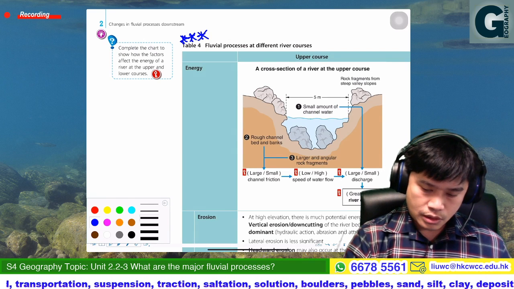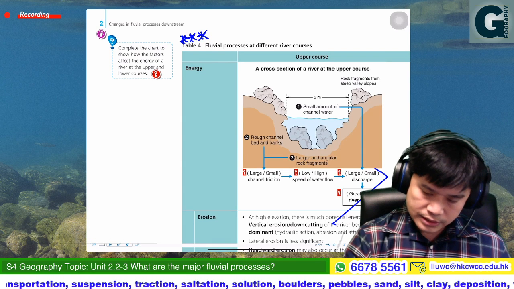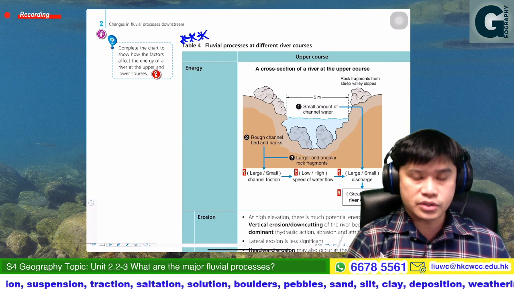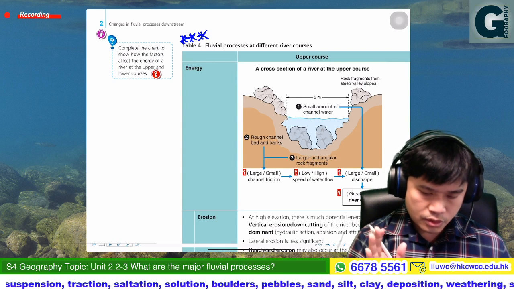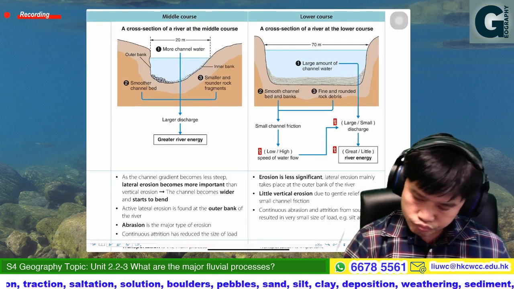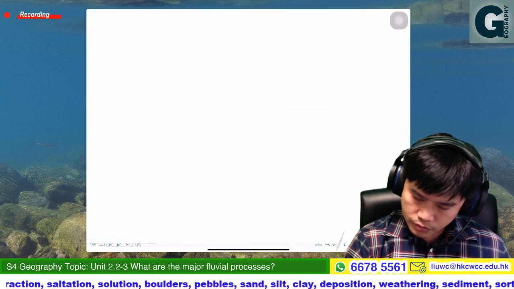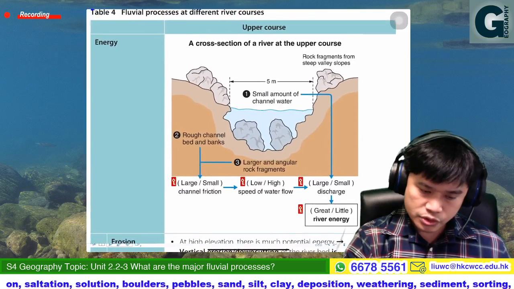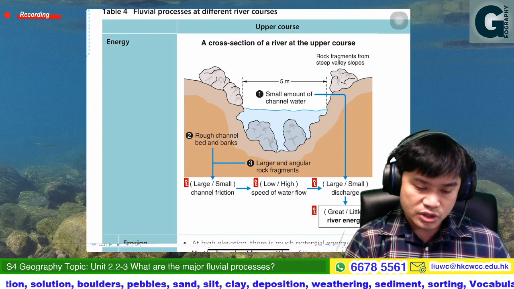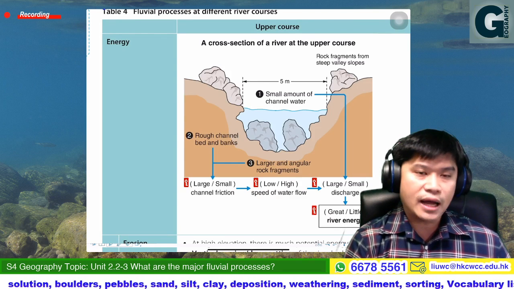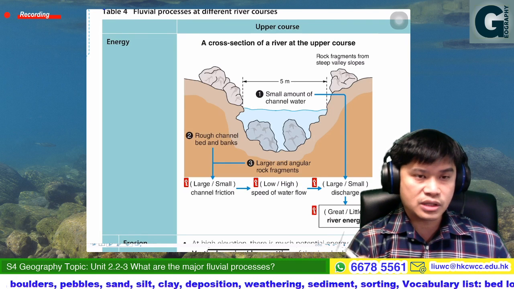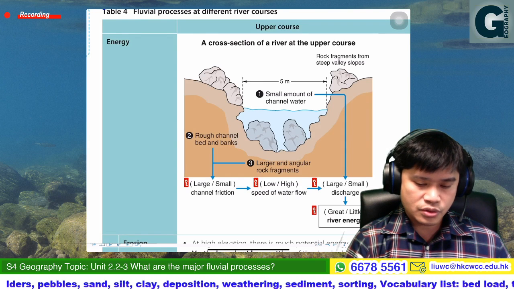Okay, comparison. So what comparison? It is because it explains clearly what kind of process may occur in which part of the river. For example, first, when we talk about the upper course, the energy in the upper course should be the smallest. Remember, the smallest. Why? It is because the amount of channel water would be the smallest. Therefore, the energy would also be the smallest.